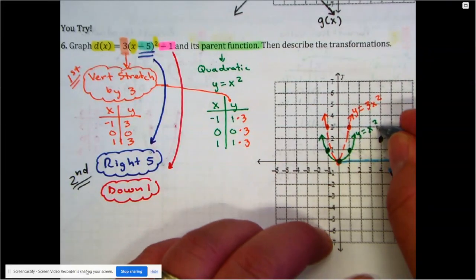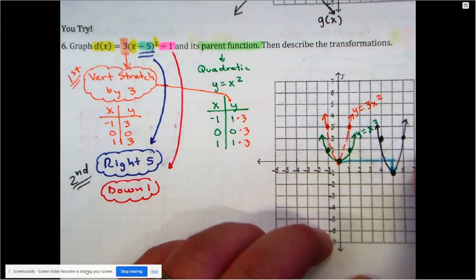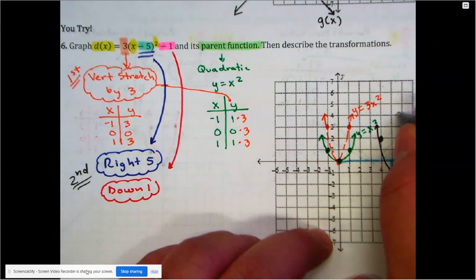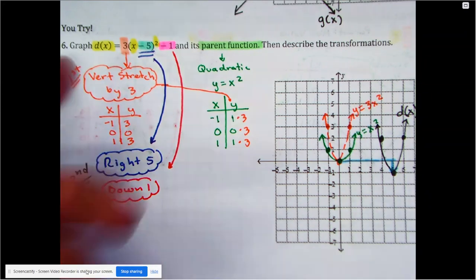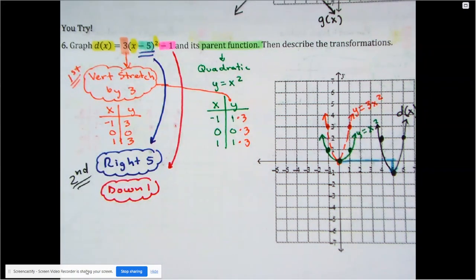Here is our very narrow parabola, which we can now officially call, right? This is what they wanted from us. They wanted us to draw d of x, the Denise or David function, whatever name we want to give it, right? That's all d of x represents. It's a name of the function.